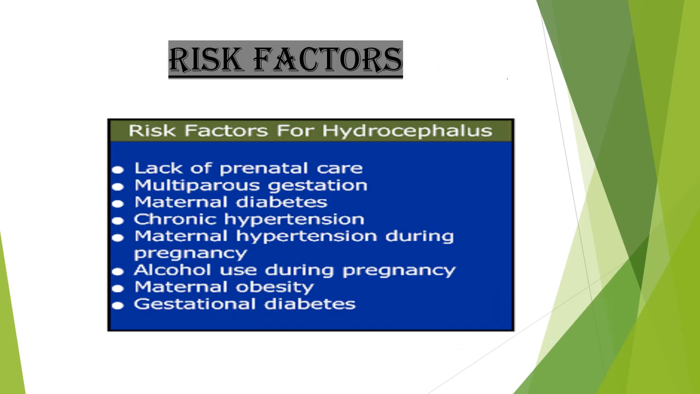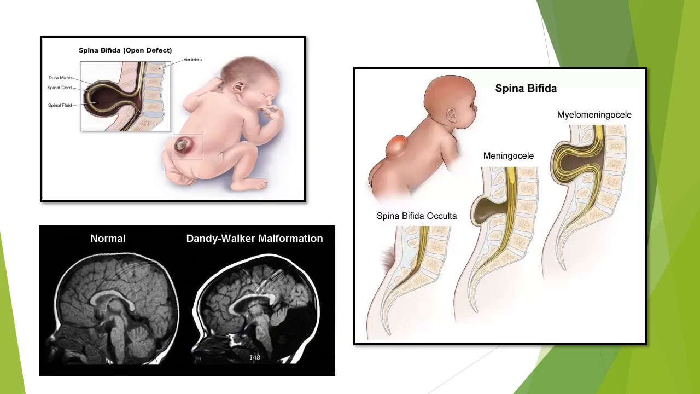Then moving to the risk factors. What are the risk factors? First one, lack of prenatal care, that is, during the time of pregnancy. Then multiple gestation, that is, the number of fetuses increased, 2 or 3. Then maternal diabetes, chronic hypertension, maternal hypertension during pregnancy, alcohol use during pregnancy, maternal obesity, then gestational diabetes. These are the risk factors.